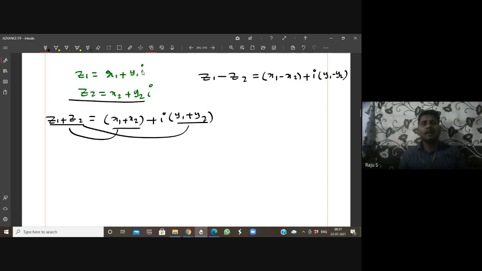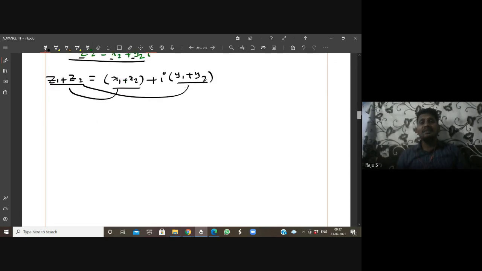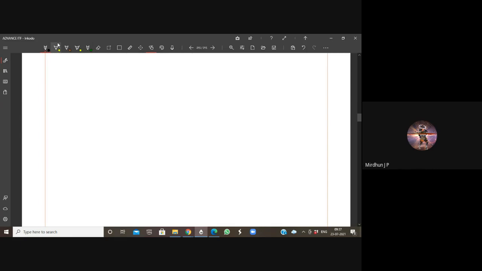That's all. So addition and subtraction of complex numbers are very easy. Even multiplication is also easy. Only division is the difficult one.